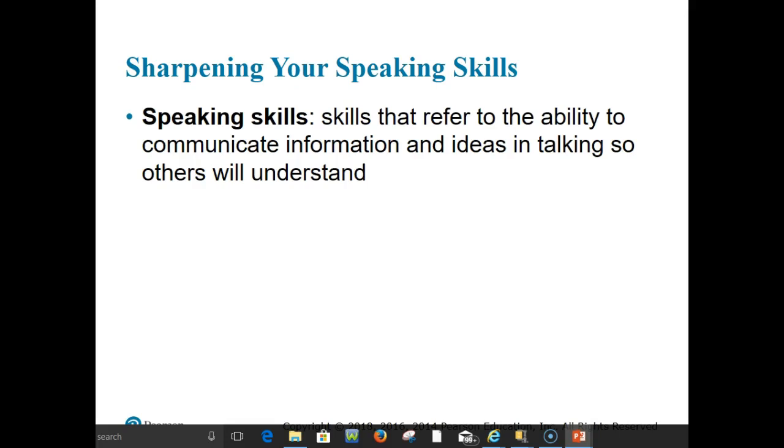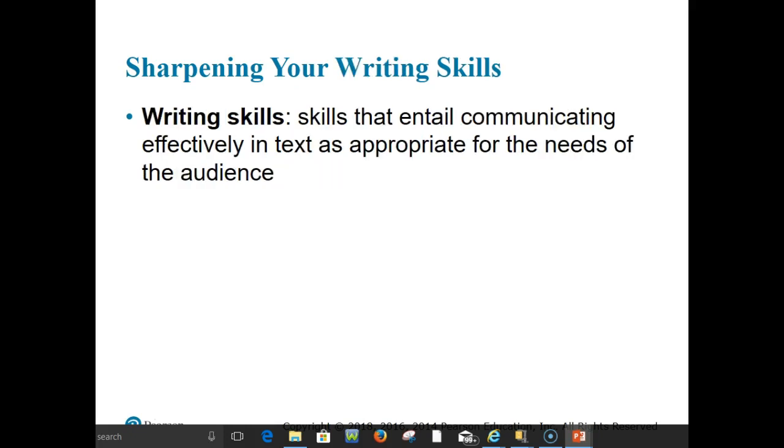So, sharpening your speaking skills. Speaking skills are skills that refer to the ability to communicate information and ideas in talking so others will understand. Abbreviations and jargon that are standard in texting among family and friends are not always appreciated in a business setting. Some additional points. First, don't be in a rush to press the send button or drop the memo in the mail. Oftentimes, poorly constructed email messages or written memos are a result of rushing.